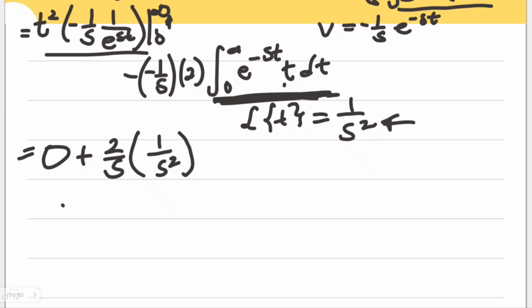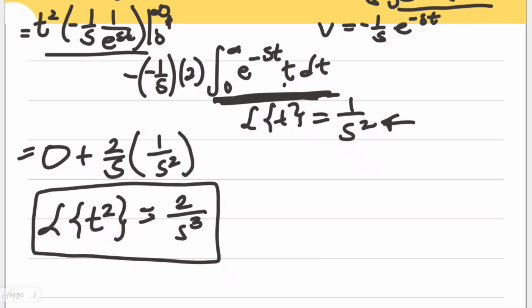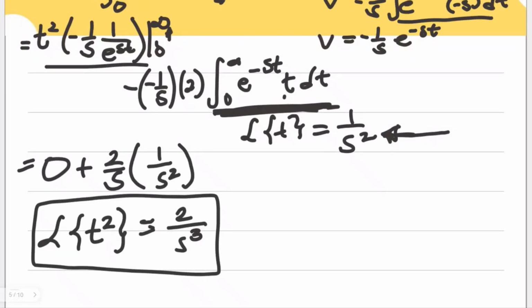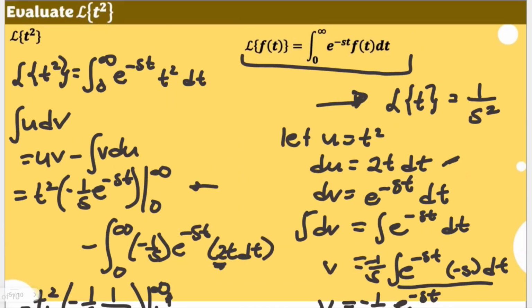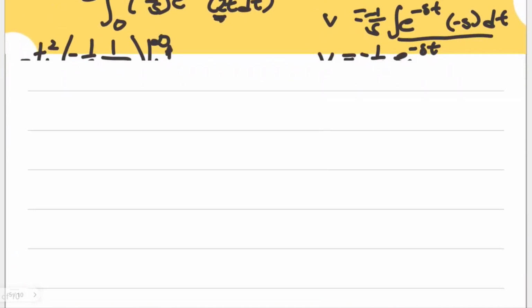In short, the Laplace transform of t squared is equal to, simply multiplying that, 2 over s cubed. This is the Laplace transform of t squared using this idea of the Laplace transform of t and all the rest of the considerations mentioned here. Take note of this because in the next video, we'll have to add constants here so that we can also generalize the form soon. Again, this is 2 over s cubed.